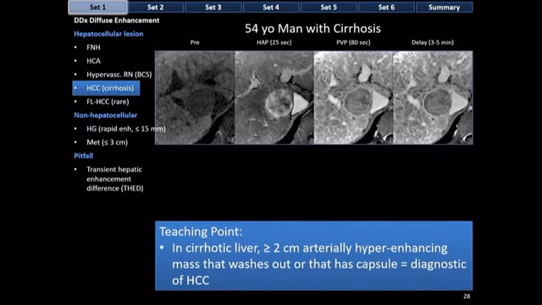So what's the teaching point here? In the cirrhotic liver, a more than 2 centimeter arterial hyperenhancing mass that washes out or that has capsule or both is diagnostic of HCC, biopsy not needed to confirm the diagnosis. Biopsy might be needed if you want to do histologic characterization.